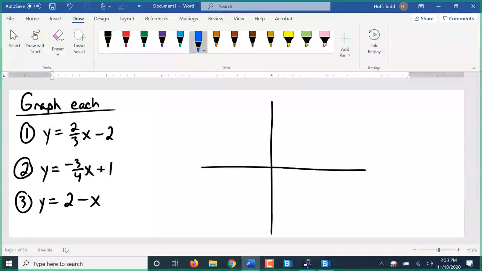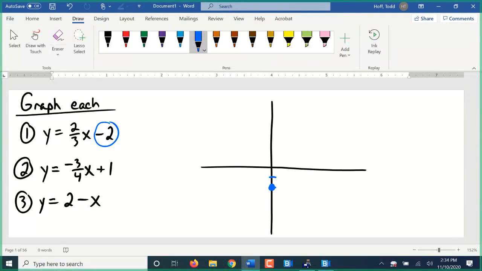So let's take a look at the first one here. We always start out with the number that's by itself, the -2. That is the y-intercept, and that's telling us that from the origin, we go down to, that's where this graph starts from, is right there.